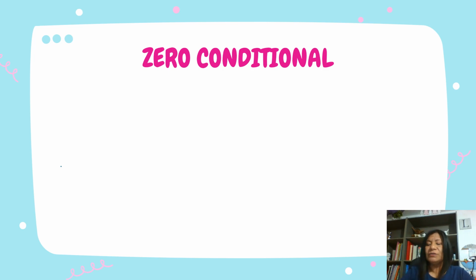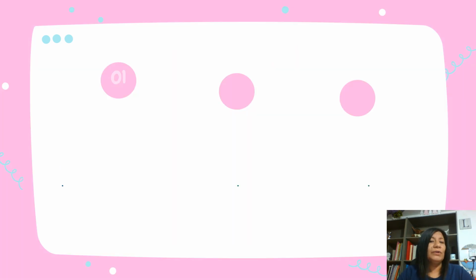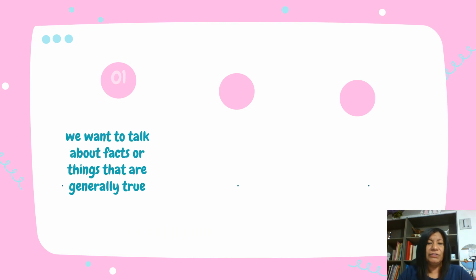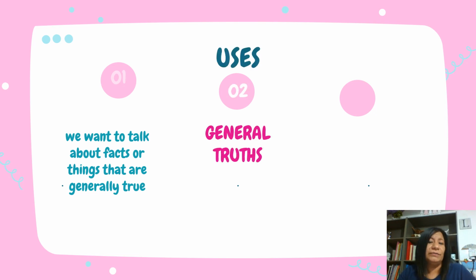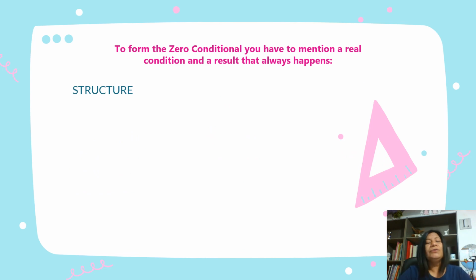It's going to help us to express different kinds of situations, mainly real situations. Okay? Look at this. When are we going to use the zero conditional? First of all, we use it when we want to talk about facts or things that are generally true. Or we can also use it with general thoughts. And in the third place, we use it to talk about routines and habits. Okay, so those are the main ones, but we have others, so don't worry. We are going to do it step by step.